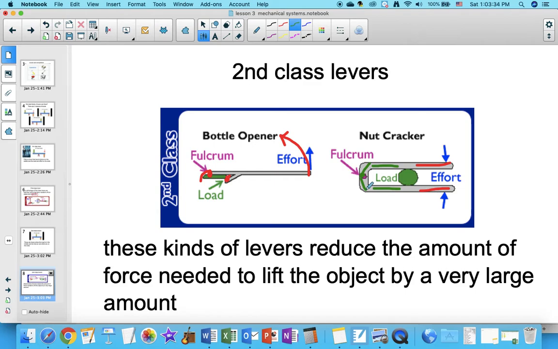These kinds of levers reduce the amount of force needed to lift an object by a very large amount, right? They allow you to reduce the amount of force needed a great deal.